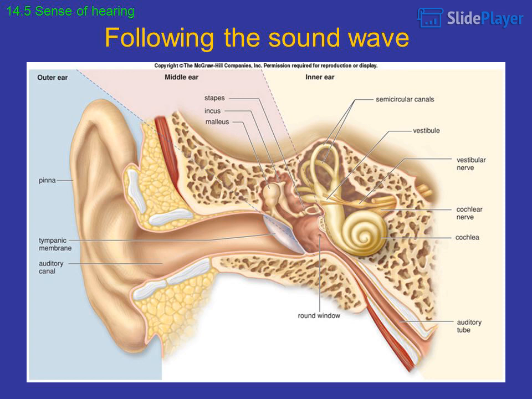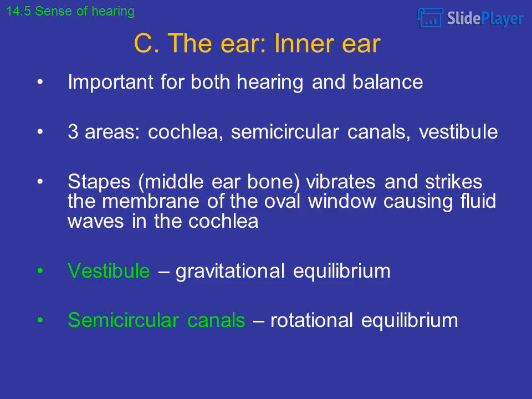Following the sound wave. C. The ear, inner ear. Important for both hearing and balance. 3 areas, cochlea, semicircular canals, vestibule. Stapes, middle ear bone, vibrates and strikes the membrane of the oval window causing fluid waves in the cochlea. Vestibule, gravitational equilibrium. Semicircular canals, rotational equilibrium.